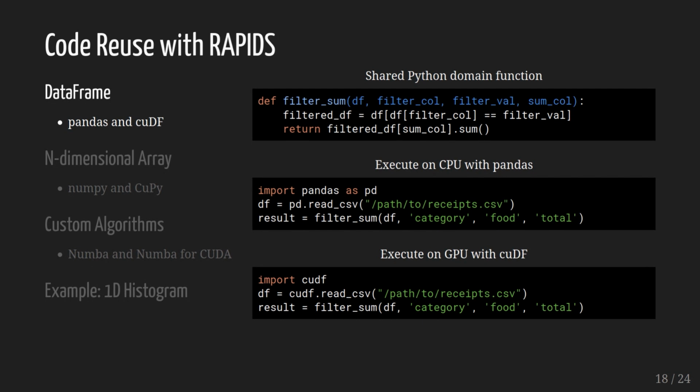it based on the value of one of the columns, and then computes the sum of the remaining rows for a second column. The middle code block shows how pandas can be used to load a CSV file into a data frame and then pass that data frame to the filterSum function. The lower code block shows how cuDF can be used to load the same CSV file into a GPU data frame, and this GPU data frame can be passed to the same filterSum function.